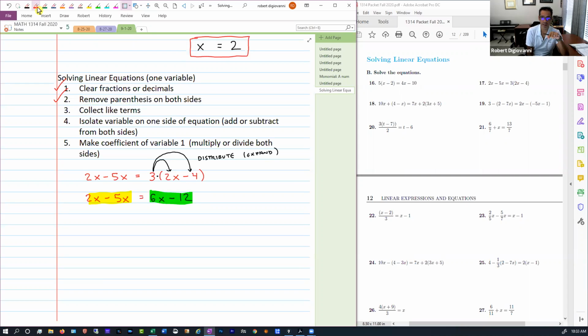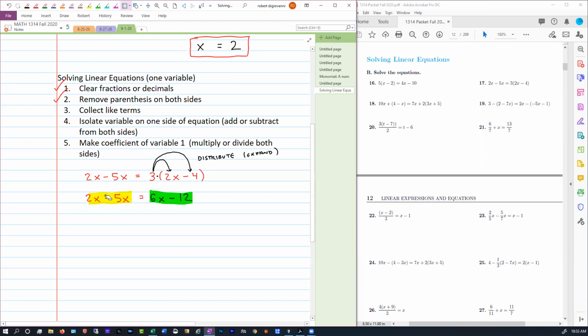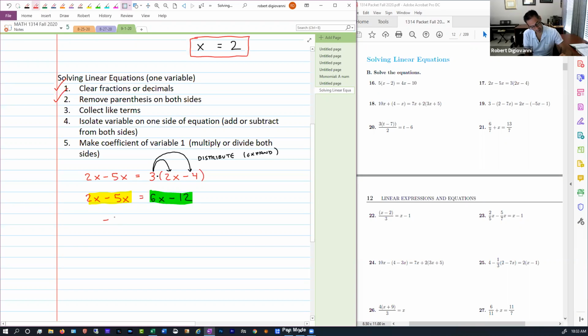2x take away 5x. They both have x to the same power. So what would you be left with, Abby, if you took 2x and took away 5x's? Negative 3x. Okay, so we have negative 3x. Now, on the right-hand side, 6x minus 12, can you put those together? No, you cannot, because they're not like terms. So we have to just leave it the way it is.